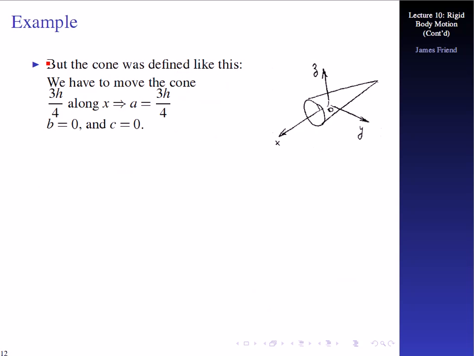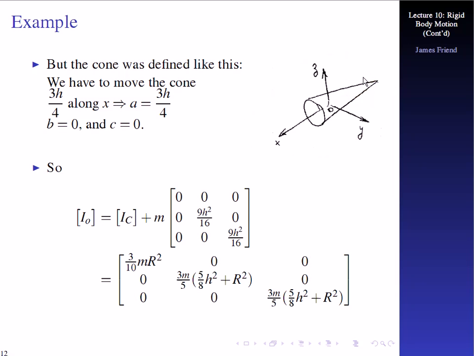So this is how it was defined originally. And so we have to move the origin over here as shown here, via the parallel axis theorem. The distance that we have to move it is actually 3h divided by 4, right? Because the center of mass of a cone is actually 1/4 of the distance from the base to the tip.